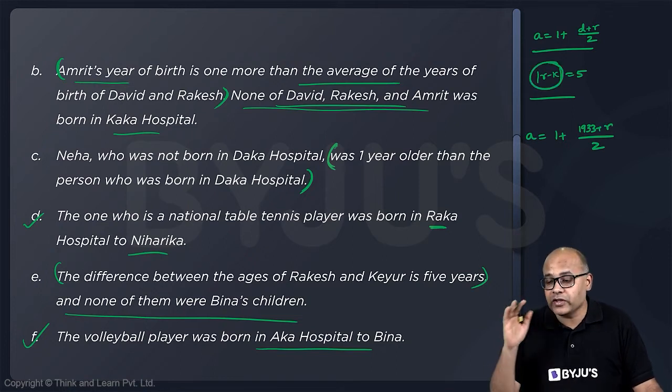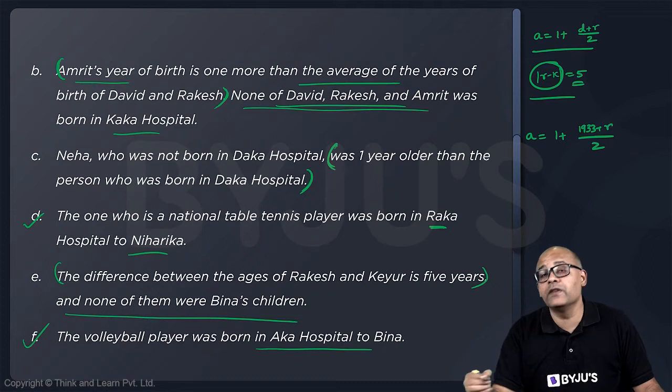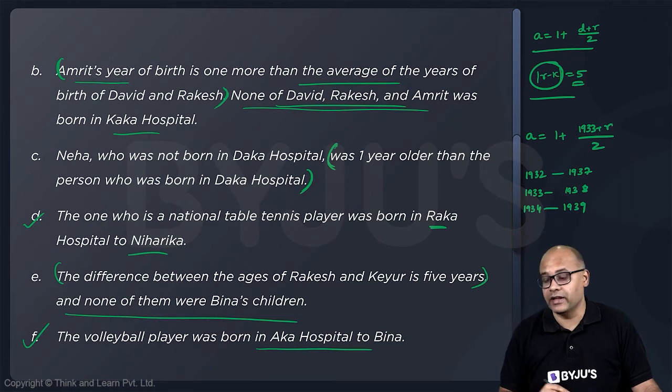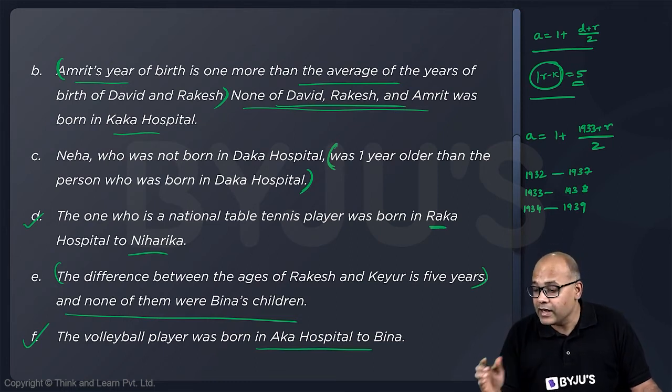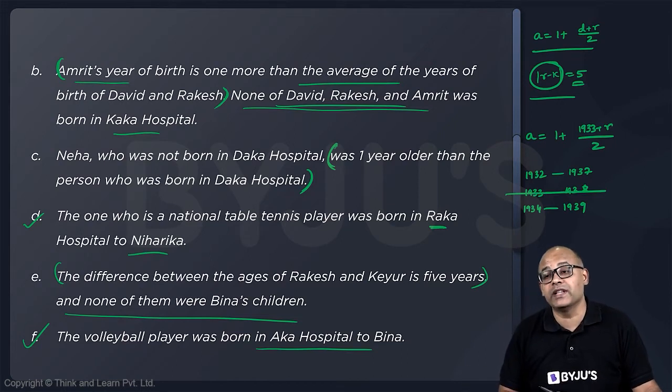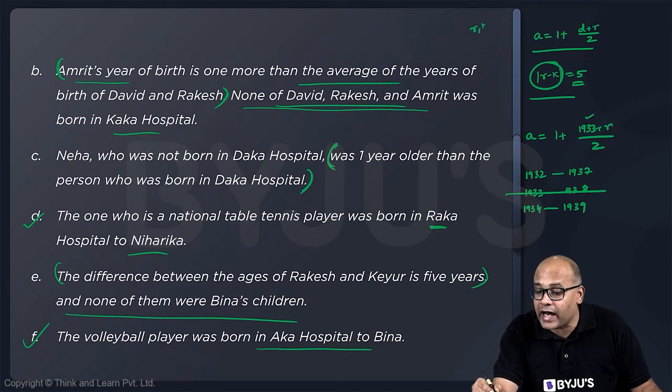Now first of all, look at the years. 5 years difference. What could it be? Now 1932 and 1937 is one pair. 1933 and 1938 is another pair. 1934 and 1939 is the last pair. These are the pairs of numbers. But we already know 1933 and 1938 cannot be possible because 1933 is David. So it cannot be. Now we are searching for R and K.